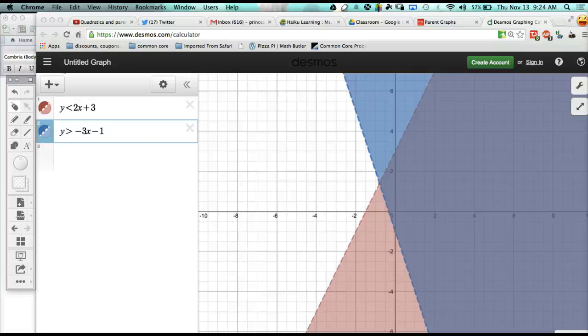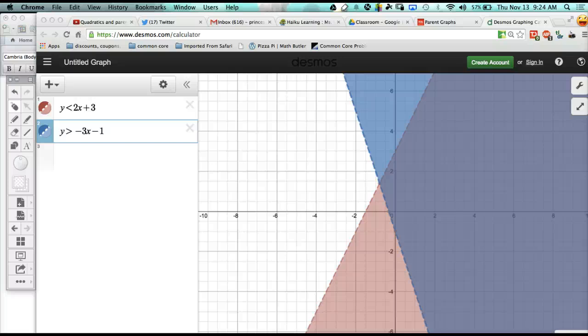Okay, so my third question is going to look something like this, okay? So I hope you can see what I just did. What I did was I went into my Desmos calculator and I went ahead and graphed the system of inequalities. And so these are my equations.